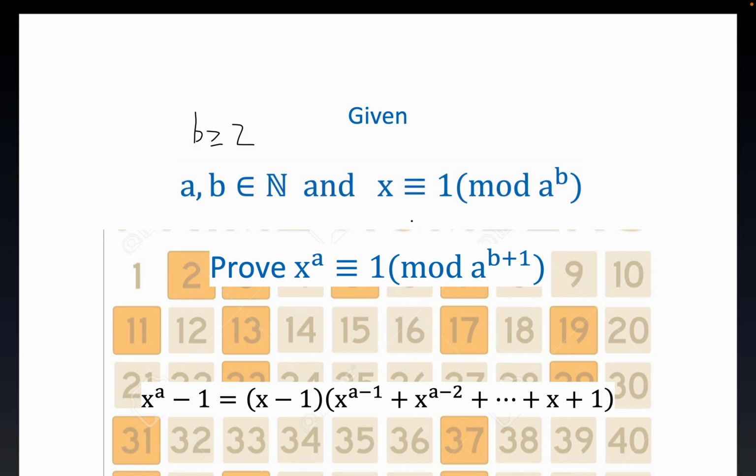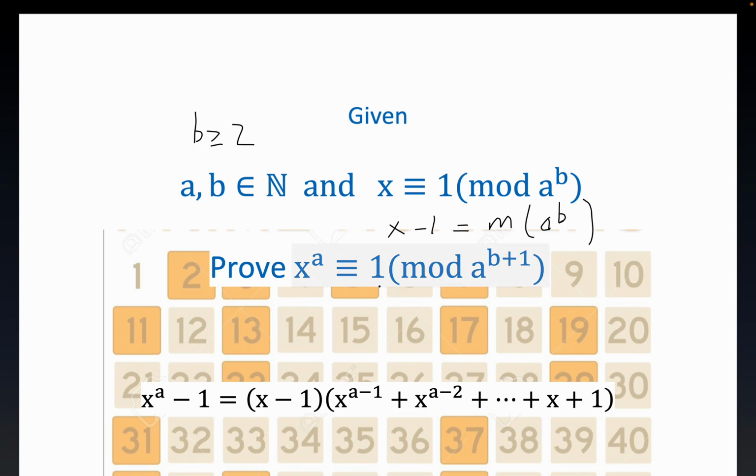Now, something to write down here that's useful. x congruent to 1 modulo a raised to the b is equivalent to saying x minus 1 is some multiple, we'll call it m, and I'll just go ahead and use parentheses here, like that. So x congruent to 1 modulo a raised to the b is equivalent to saying a raised to the b is a divisor of x minus 1, or you can write it like this also.